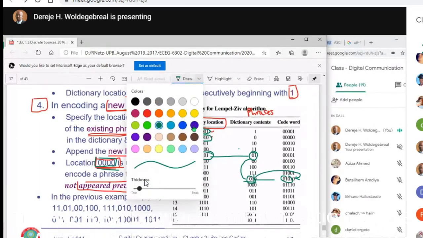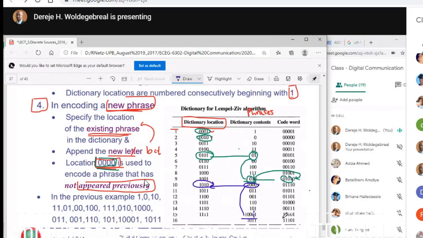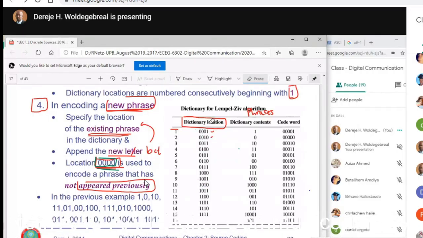Let's try it for a last time. You have a phrase 1000. You look for the existing phrase, here it is, 100. Its dictionary location is 1010. So you have 1010, and then you append 1 here. So if you consistently apply this, you would generate the code words. Okay, so that's it.